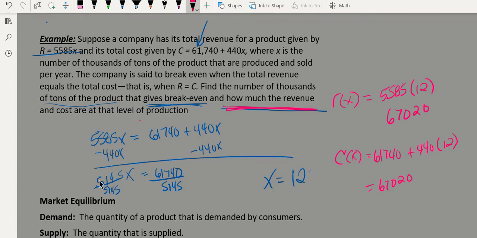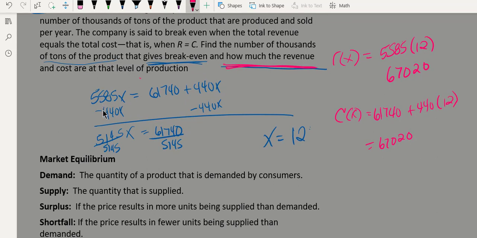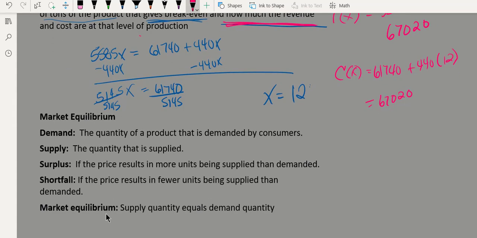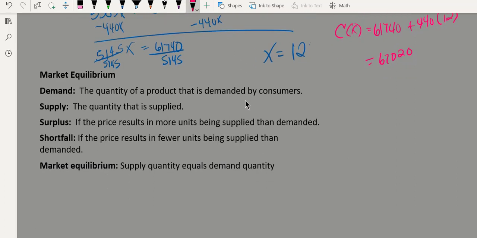Okay, now if we talk about a market equilibrium, that means the demand of a product is the quantity demanded by consumers. The supply is the quantity that is supplied. The surplus, always surplus means you have more, so that's if the price results in more units being supplied than demanded. And the shortfall is if fewer units are being supplied than demanded. And then the market equilibrium is when the supply quantity equals the demand quantity. That means that we're at the neutral ground.